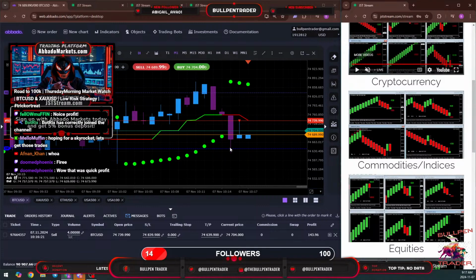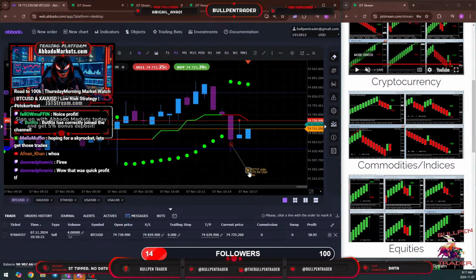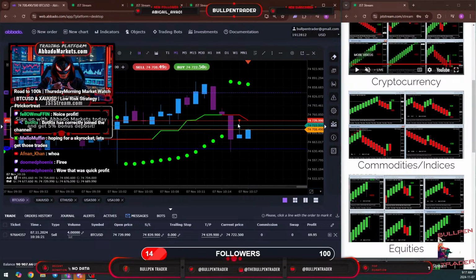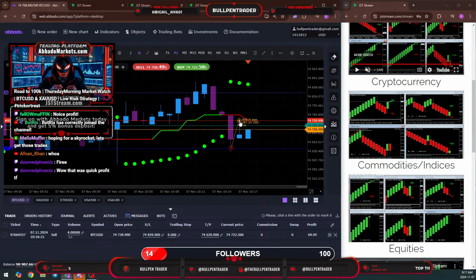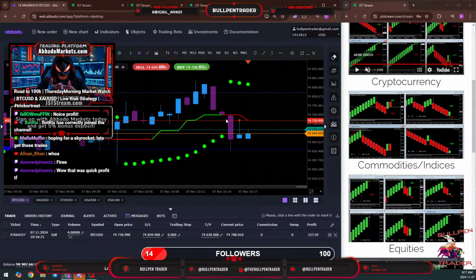Rather than entering when the trend was already forming or when the reversal happened, I'd rather wait for the pullback to happen and enter with a much better entry than if I was to enter at the bottom of this candle. So that's why I wait for the pullback to happen rather than just at the reversal. I hope that makes sense.